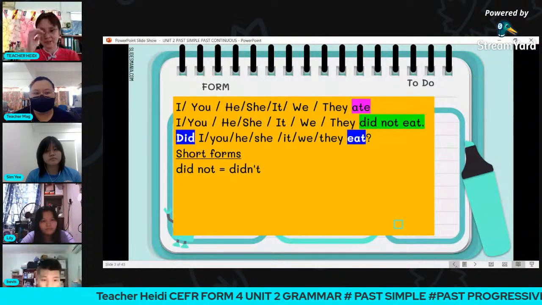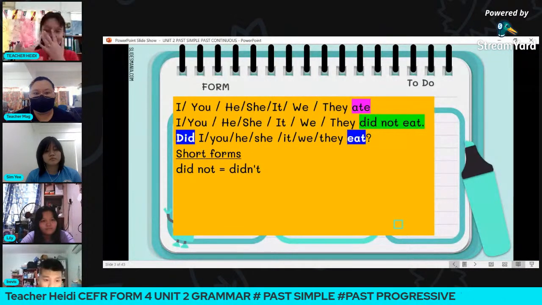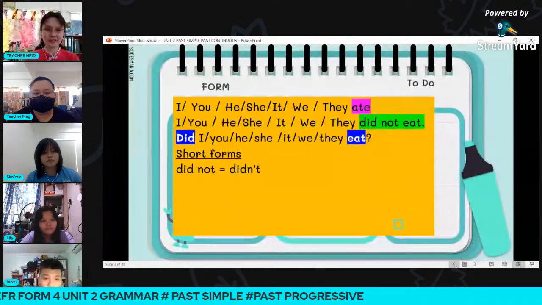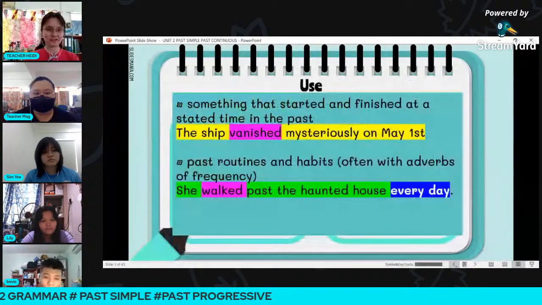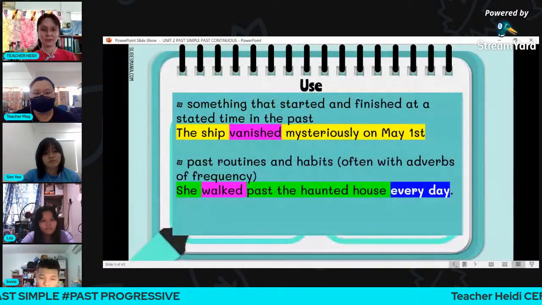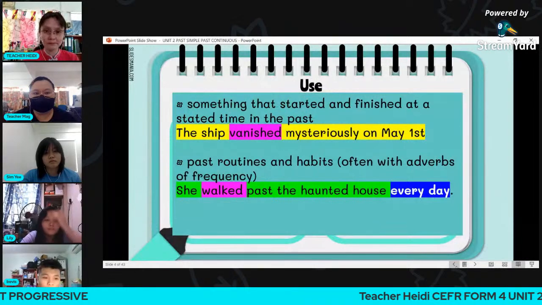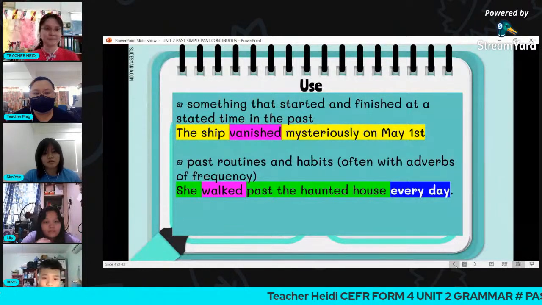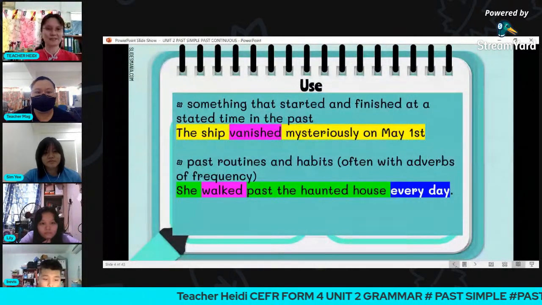The same goes for the other two. Let's have the rest. Let's have Simi. Can you read this? Yes, Simi, can you help to read this?